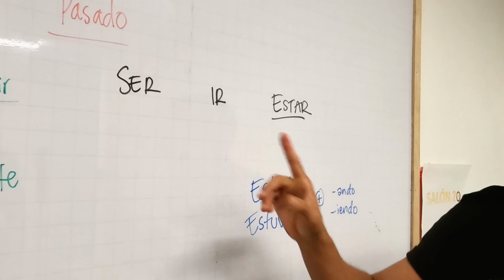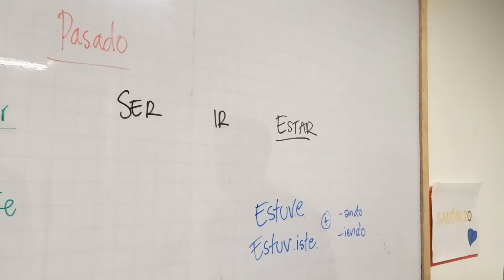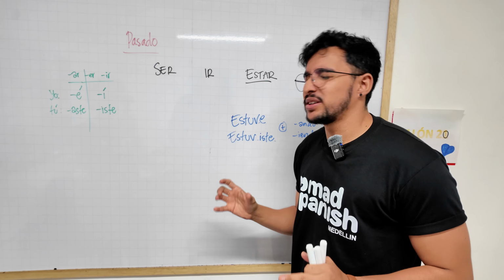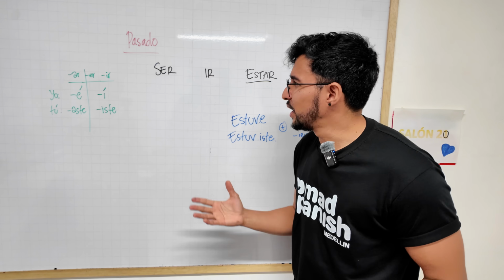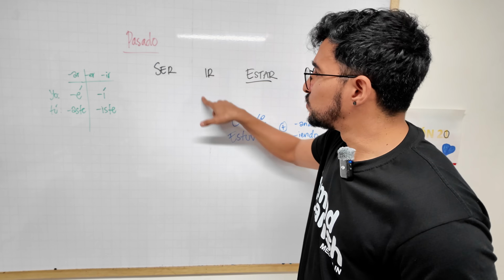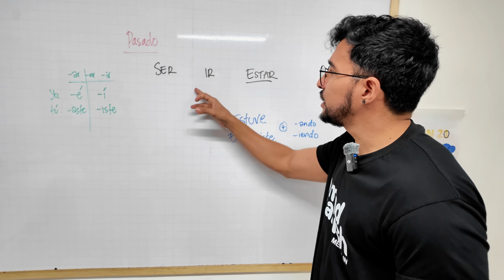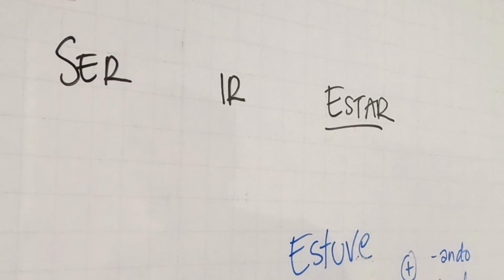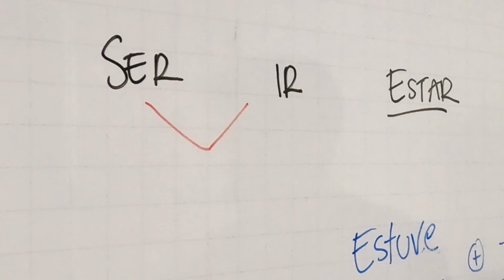With ser and ir in past tense, something curious happened. They share the same conjugation. Don't ask me why. We don't care about why. In present tense, it's soy and voy. You know that. Like, I'm going to eat. Voy a comer. But in past tense, they have the same conjugation.